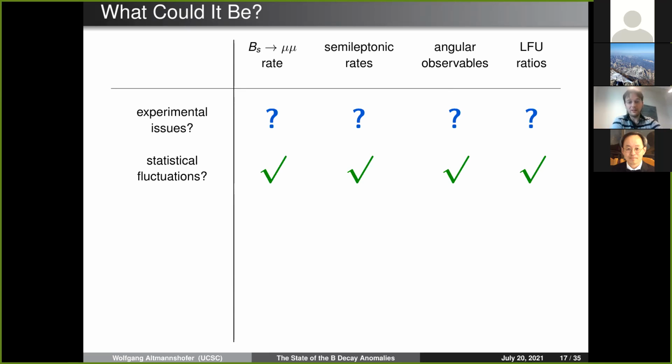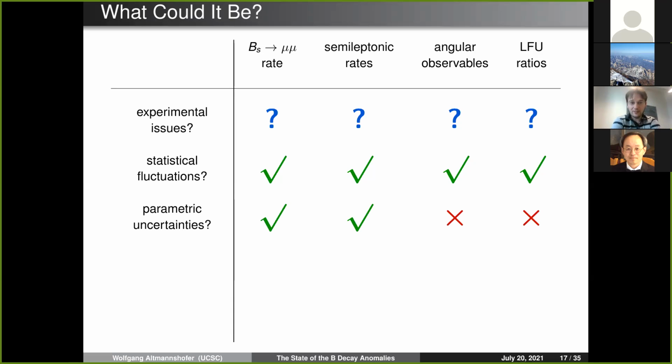Could those be statistical fluctuations? In principle, yes. Each single one of them comes with a significance of 2 to 3 sigma, let's say. So it is conceivable in each individual case that this is a statistical fluctuation. But as I will argue, they come together in a very nice, consistent way. So it's somewhat harder to imagine that all of them simultaneously are statistical fluctuations that show this very intriguing pattern. But at least looking at them individually, it could be a statistical fluctuation, I guess.